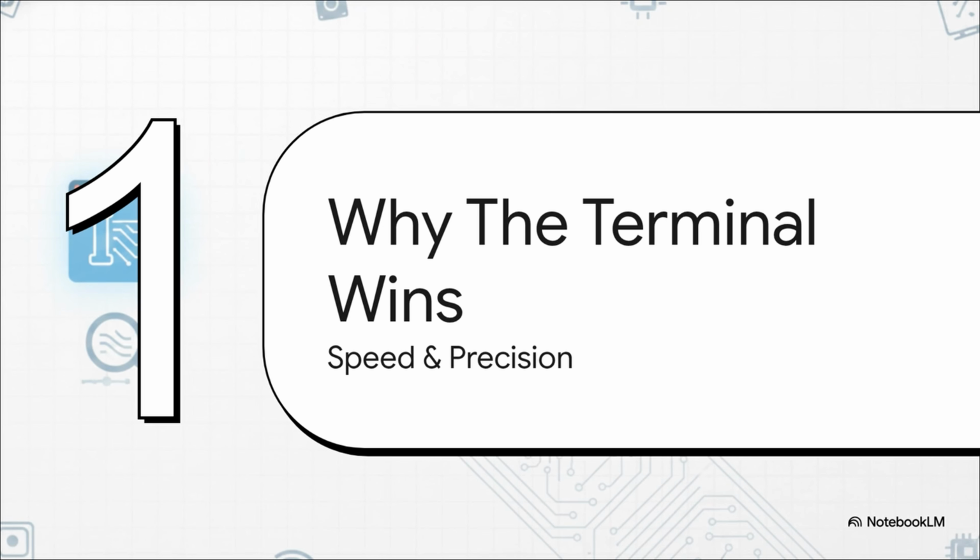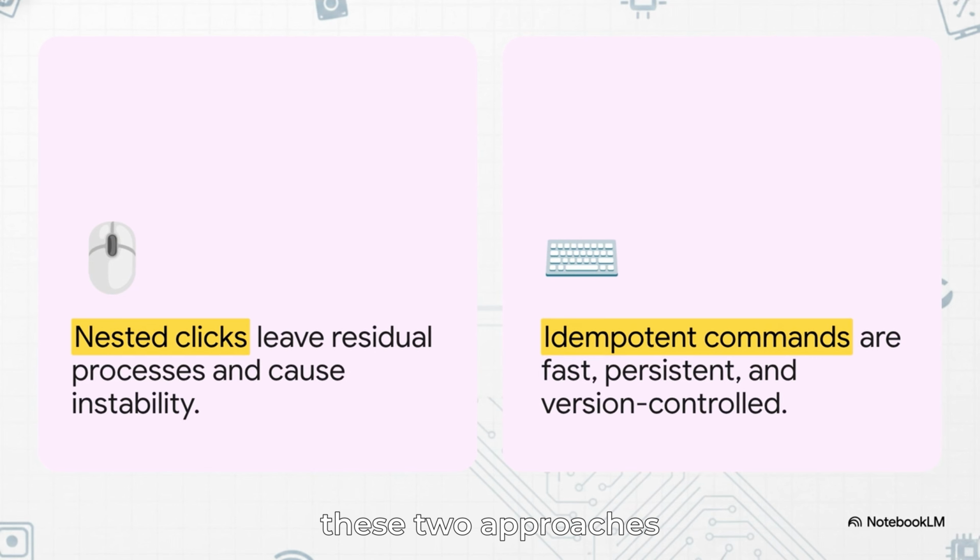All right, Section 1. Why the terminal wins: speed, precision, and auditability. The divide between these two approaches is just night and day. You know, the graphical interface introduces so much friction and instability. It leaves these residual daemon processes running in the background, and it can mess with non-persistent keys that just end up breaking the next time there's a macOS update. But the terminal? It gives you direct, repeatable, pinpoint access to macOS's Unix core. Your commands are idempotent, meaning you run them and you get the exact same reliable result every single time. Plus, you can version control the whole shebang in your scripts.